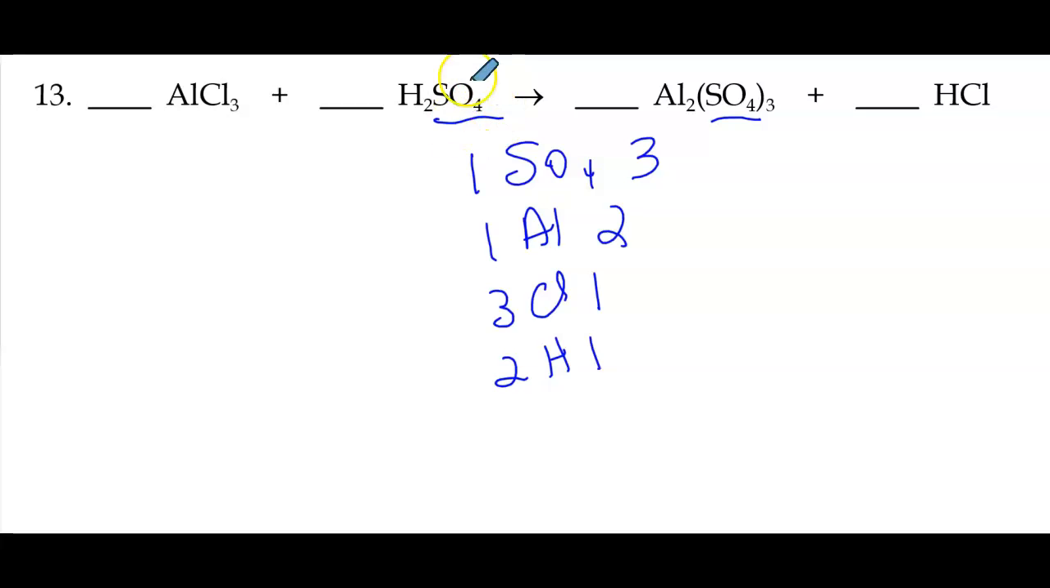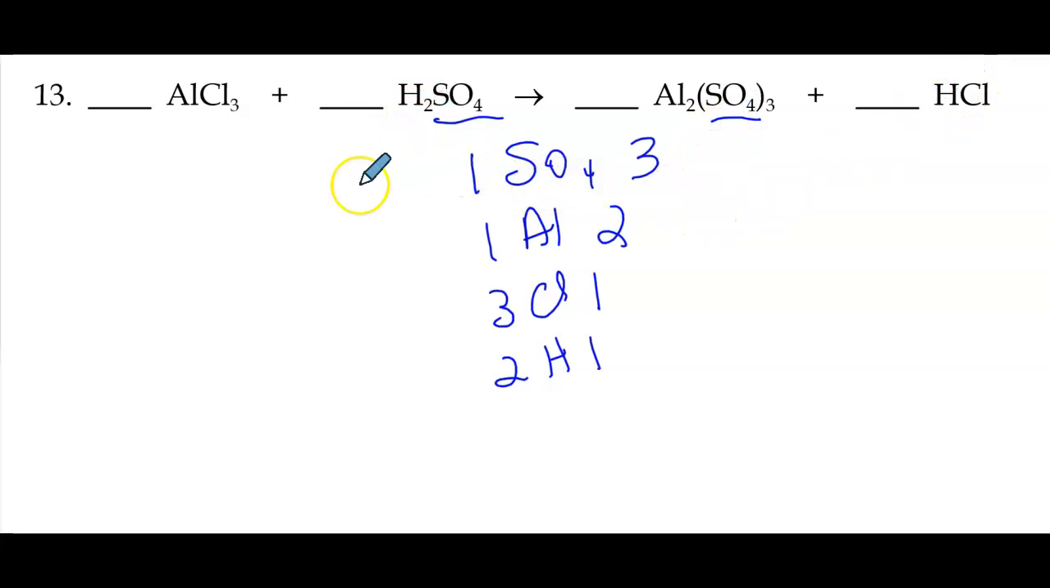Let's go over that. So no parentheses for one, so 1 SO4, 3 SO4s because of the parentheses, 1 Al over here, and 2 Als over here, 3 chlorines over here, 1 chlorine over here, 2 hydrogens on the left, 1 hydrogen on the right.